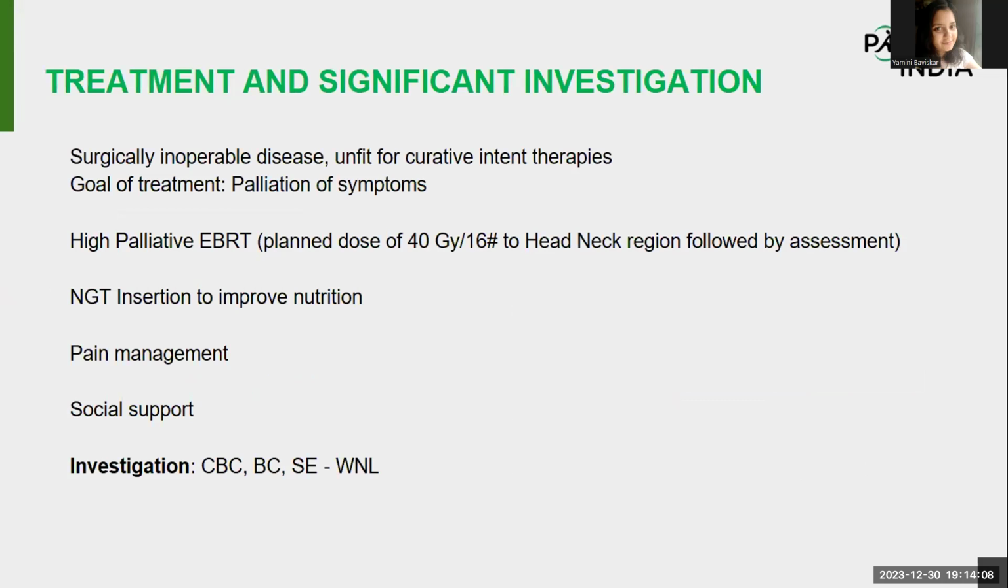Treatment: surgically, it was an inoperable disease. She was unfit for any curative intent chemotherapies also. So the main goal of treatment, as discussed in our tumor board, was palliation of symptoms. She was planned for high palliative external beam radiation to a dose of 40 gray in 16 fractions to the head and neck region, and an NGT insertion to improve her nutrition, pain management and social support.